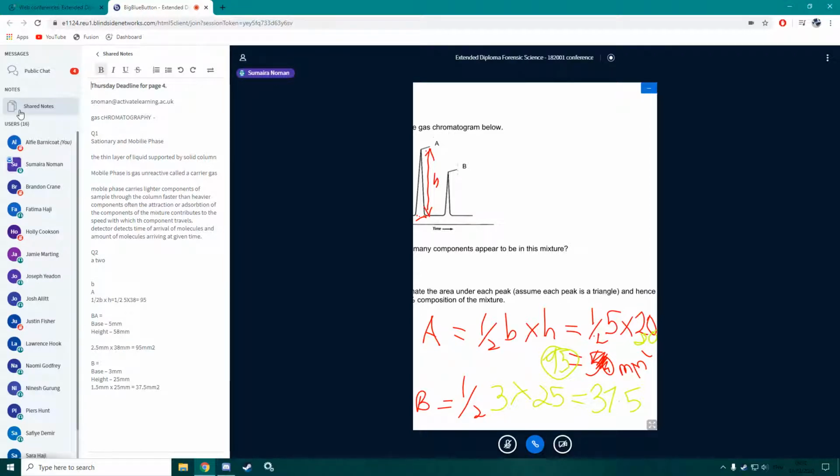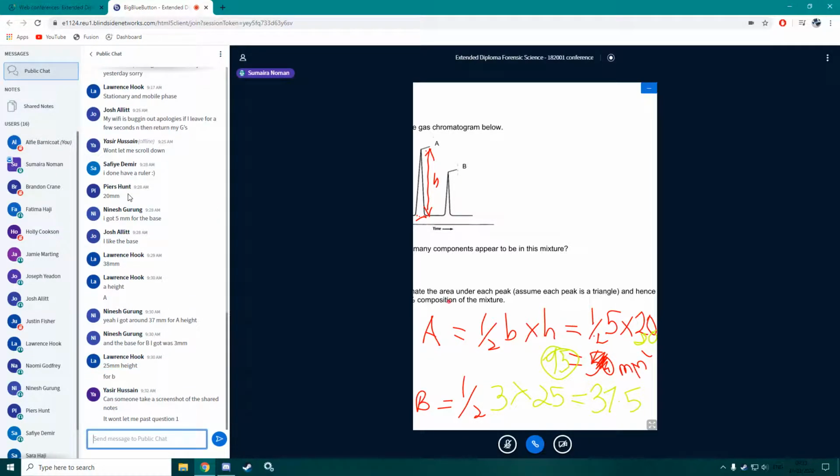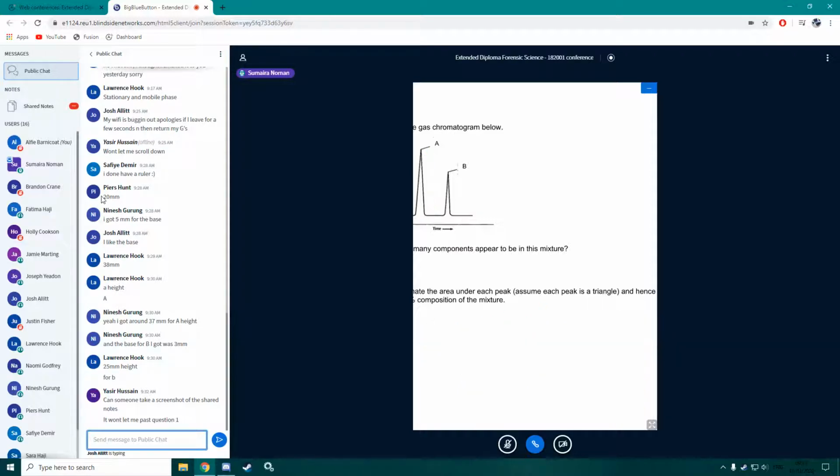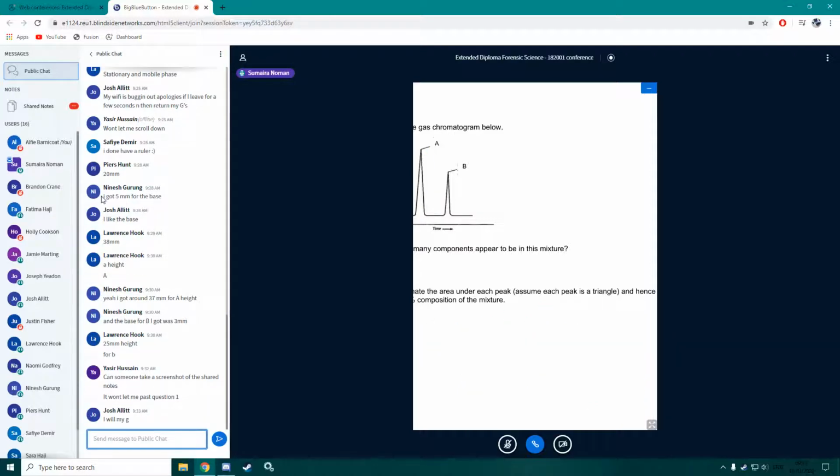Oh, thank you. Oh, I'm liking this. Someone's a lot faster than me. I like you. Right, there we are. Okay, and so hence the area under each peak, assume each peak is a triangle. So I'm going to get rid of all of those notes, because we've now got them on there. Thank you, person who types faster than me.